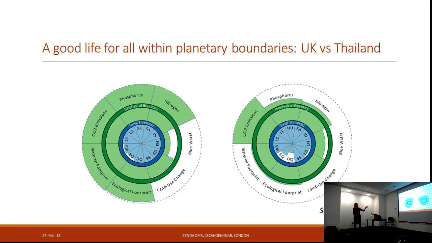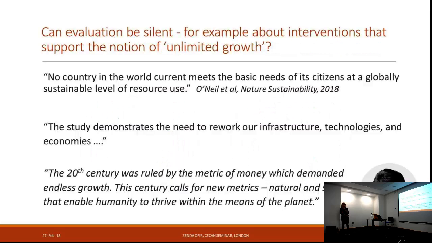Here is the UK on the left and Thailand on the right, about the same number of people in the country. And you can see the UK is already living far beyond the means of the planet, right? These are CO2 emissions, material footprints, ecological footprint, where Thailand is very much within that, right? So these are the kinds of urgent things that we need to keep in mind when we evaluate. But can we? Do we? And if we don't, what are the implications for the power that we might have had to help change things, for the planet to live within its needs?